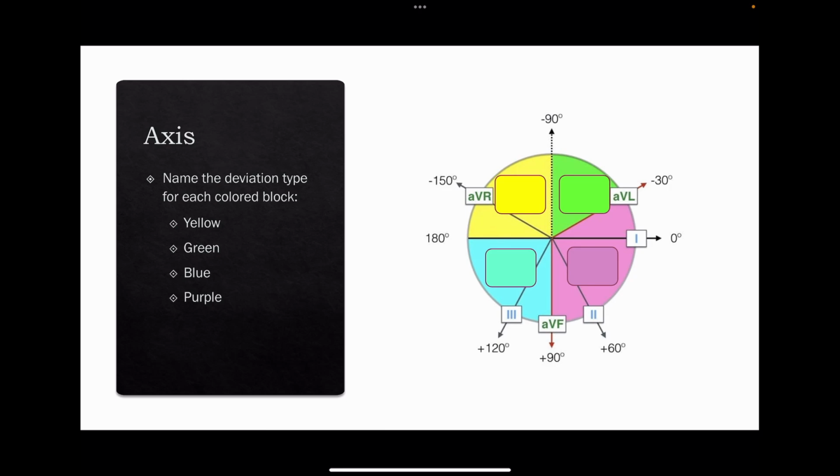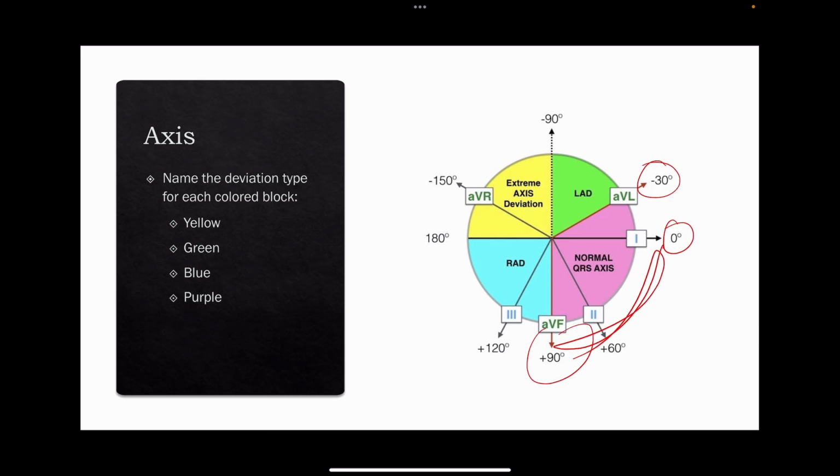Lead 1 is at negative 30, but we can consider normal axis from 0 to 90. If you take a circle, break it up into 4 areas. So what's the yellow one? Extreme axis deviation. What's the green one? Left axis deviation. Your purple, or the right, is the blue one, and then your normal axis. We just use those as easier ones because lead 1 is at 0. I'm sorry, AVL is negative 30. But 0 to 90 is your normal axis.